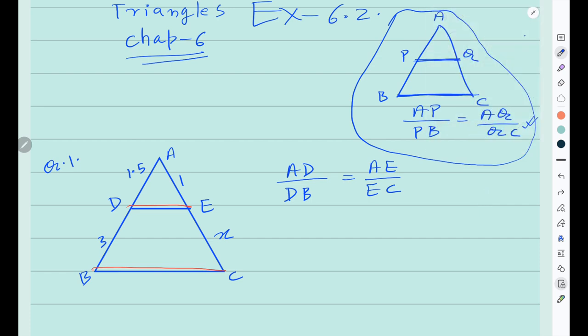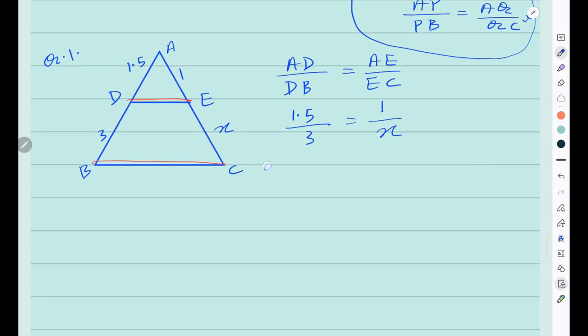So let us apply. We know AD is 1.5 centimeter, DB is 3, AE is 1, and EC we have assumed is X. So very easily you can see that X will be 1 times 3 divided by 1.5, doing cross multiplication, 2 centimeter. So that is the solution of this question.